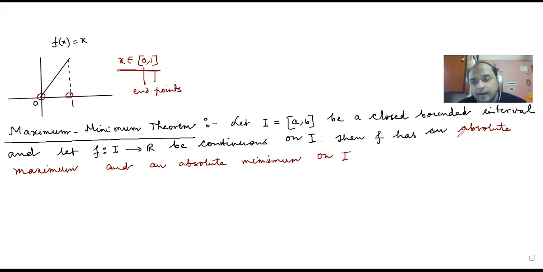Before we study Rolle's theorem and the mean value theorem, I have to talk a little bit about absolute maximum and absolute minimum. You have to understand the difference between the relative maximum and absolute maximum, and relative minimum and absolute minimum. These concepts are also very important.